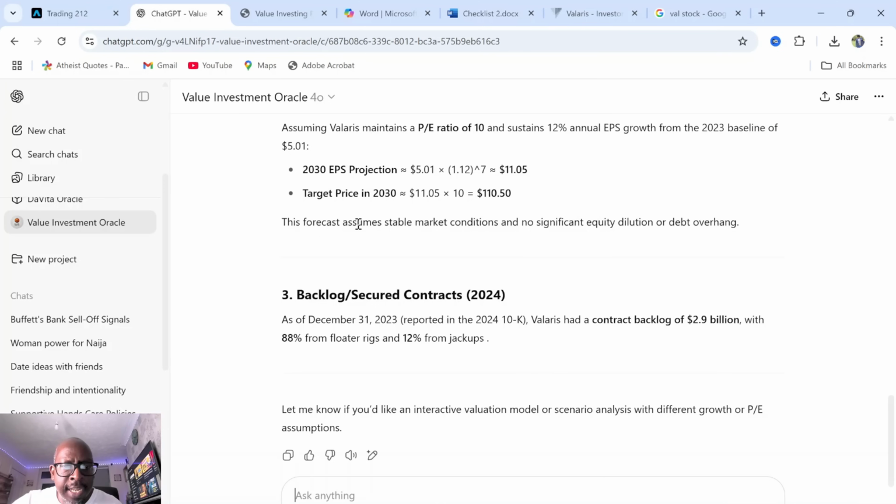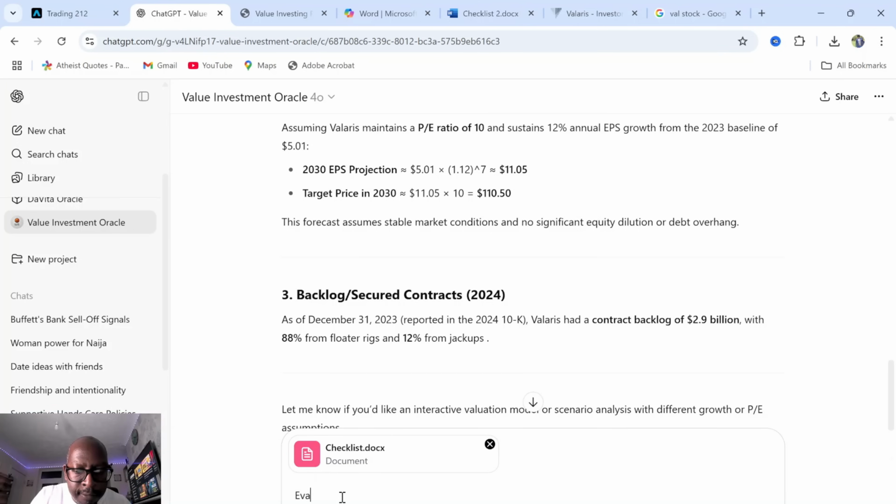so it performs against that checklist. So I'll say evaluate val against the given checklist, and then I'll say enter. So it will then give the answers based on the information that we've given it.